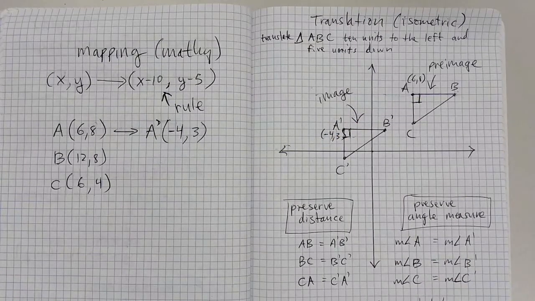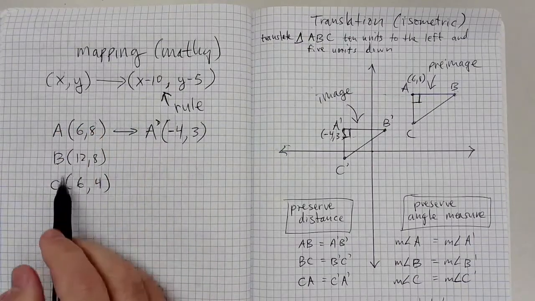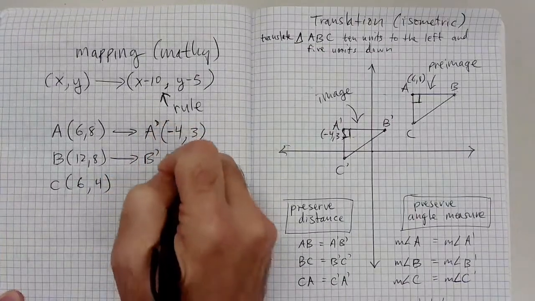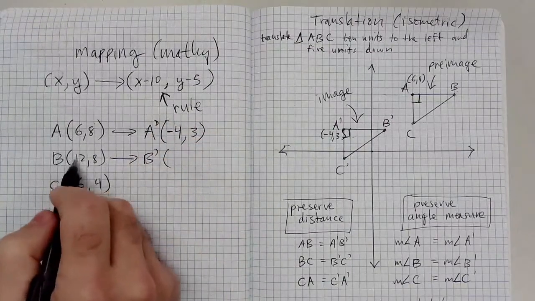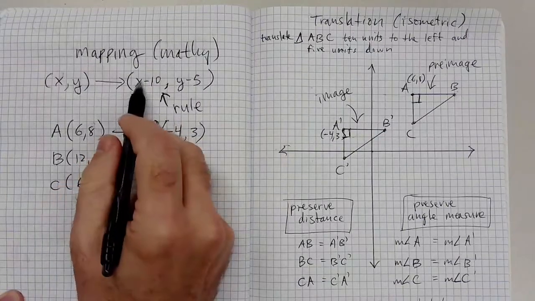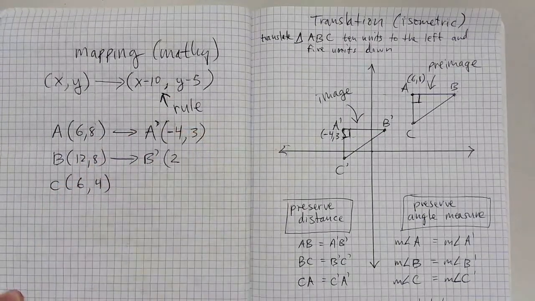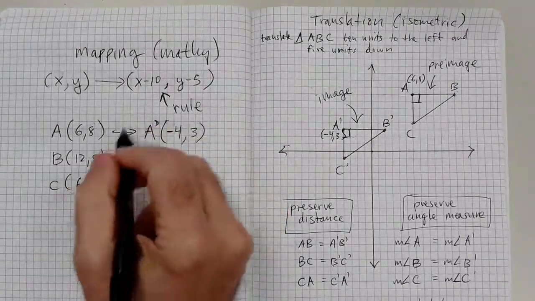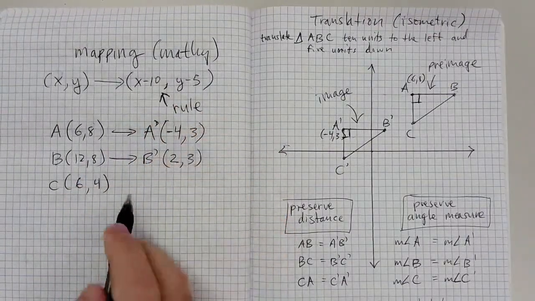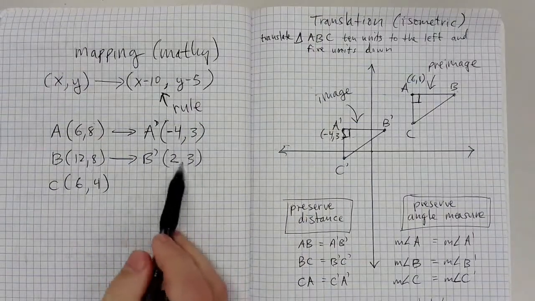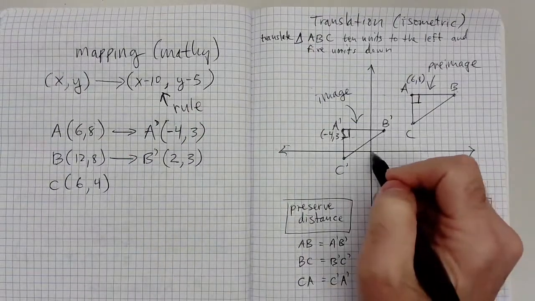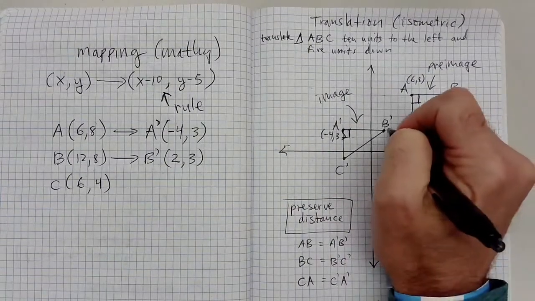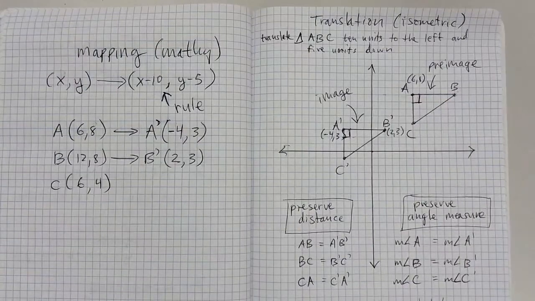Okay. Let's do the same thing with B prime and C prime. So to find B prime, I'm going to plug 12 in for x. And 12 minus 10 gives me positive 2. And I'm going to plug 8 in for y. 8 minus 5 gives me 3. So my B prime should be located at 2, 3. And if I go to my graph and start at the origin, 1, 2, 1, 2, 3, I can see that B prime is located at positive 2, positive 3.